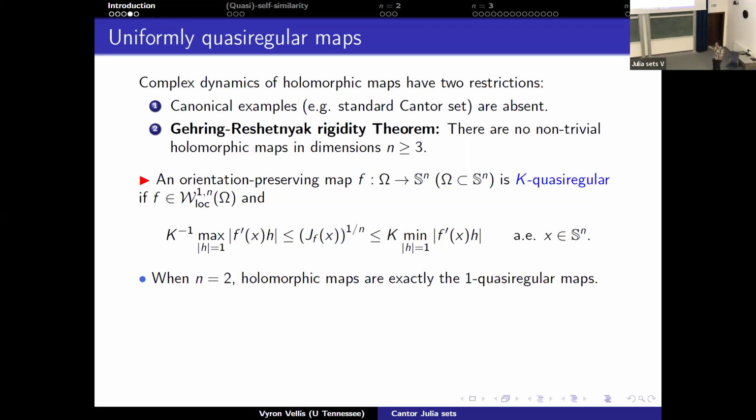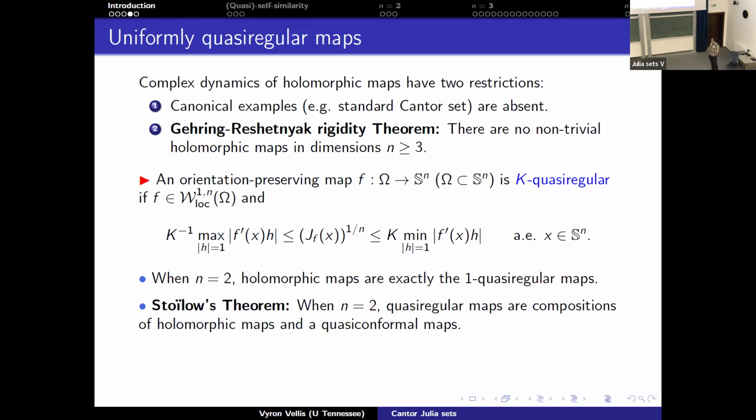And it was also mentioned earlier in the conference, when you're in 2 dimensions, you can define quasi-regular maps in a different way. So that's Stoilov's theorem. It says in 2 dimensions, a quasi-regular map is the composition of a quasi-conformal map and a holomorphic map. Okay. So this is an alternative definition for 2 dimensions.